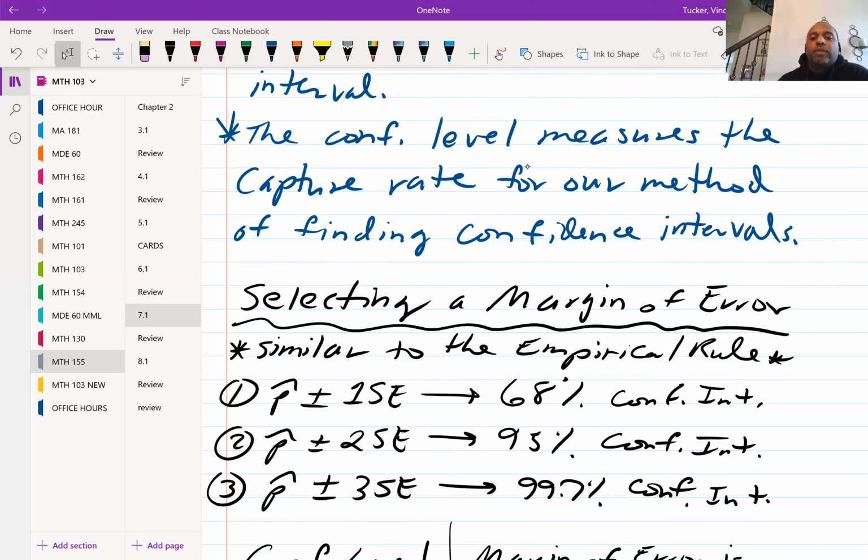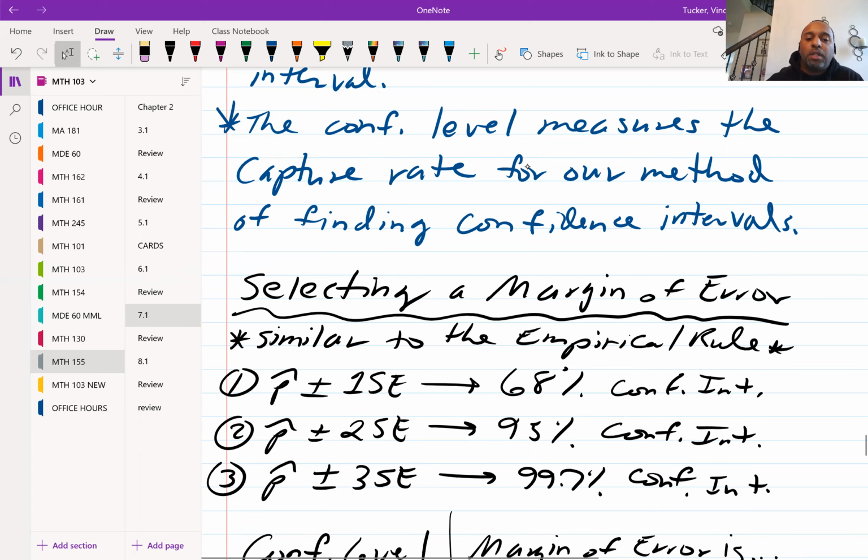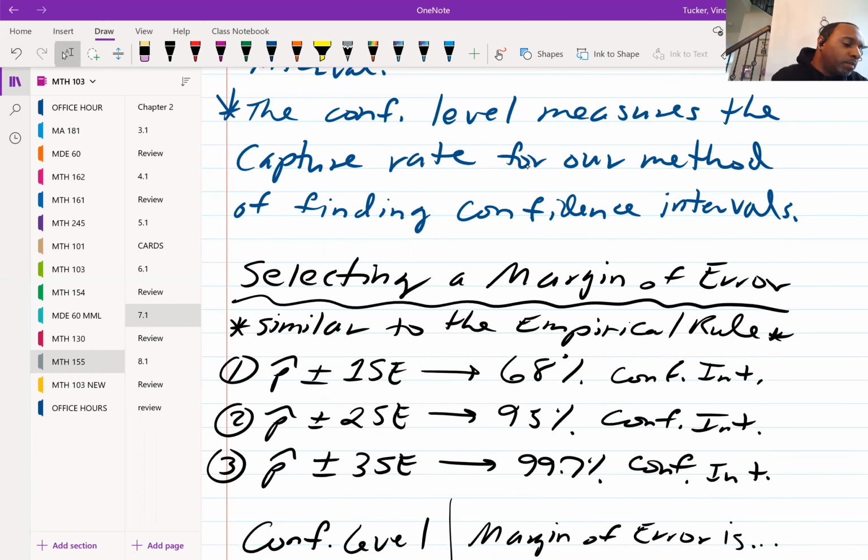All right, selecting a margin of error. So similar to the empirical rule, remember the empirical rule, we go one standard deviation out, 68% of our data, two standard deviations out, 95% of our data, and then three standard deviations out, plus or minus, it would be 99.7% of our data. So here, our standard deviation is our standard error. So that would be 68%, we go one standard error. 95% confidence interval for two standard errors, and then 99.7 for three standard errors. And all of this will make more sense once we get to examples and put numbers on it.